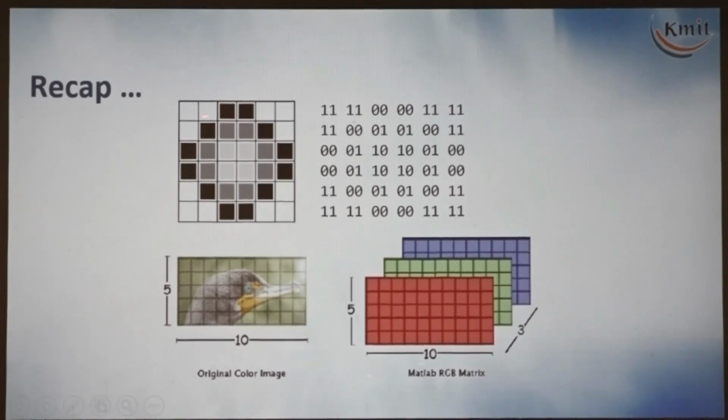See here, these are the white cells, and this is the black, and this is the gray. You can see that white is represented with 1, 1, and black is represented with 0, 0, and dark gray is represented with 0, 1, and light gray is represented with 1, 0. I think you understand. Your screen is organized like this. The picture is organized like this, meaning the intensity of the color will be represented. This is for black and white.